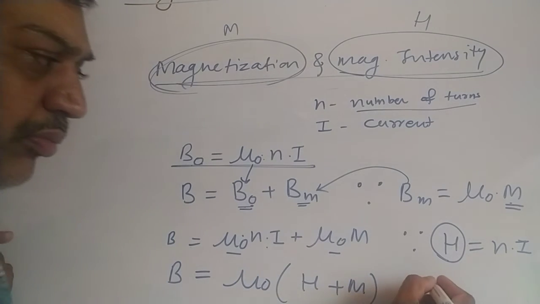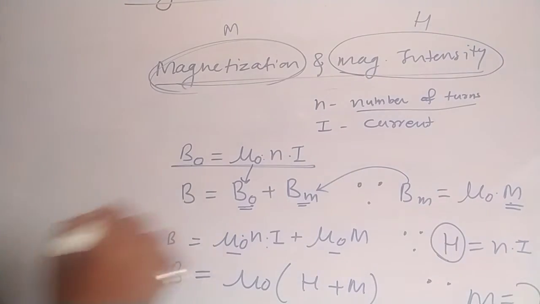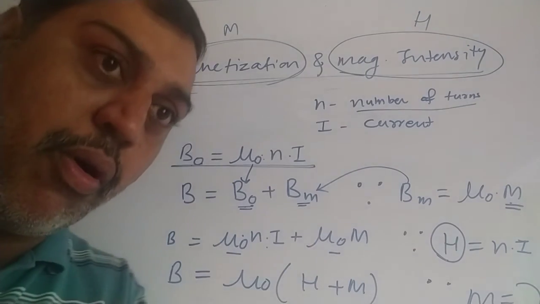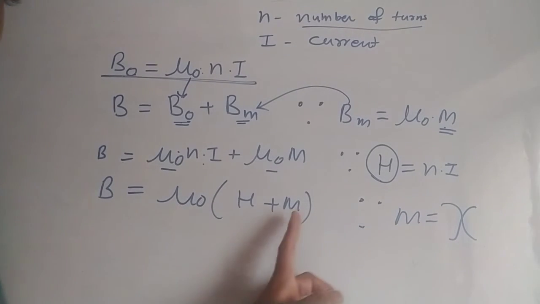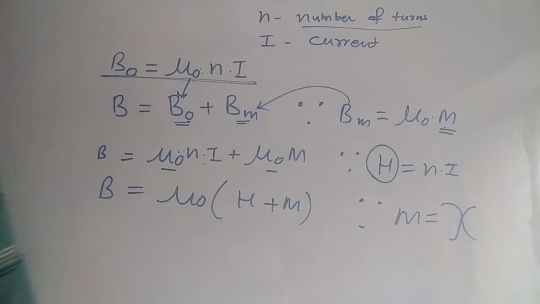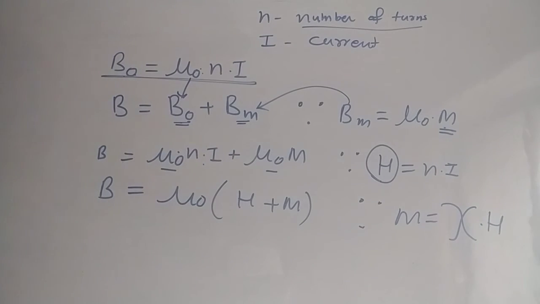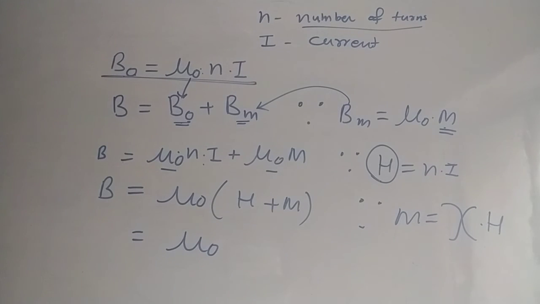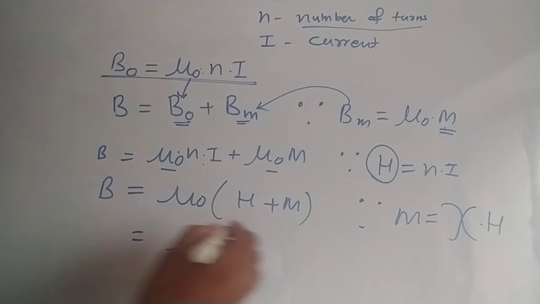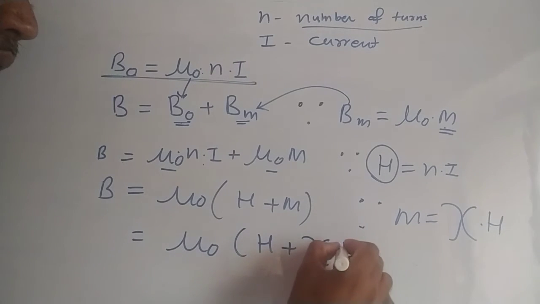Again here, M equal to, this symbol is said to be Xi. Here magnetization is equal to Xi into magnetic field intensity H. You can put that value here. You can write this as mu0 in a bracket H plus Xi into H.